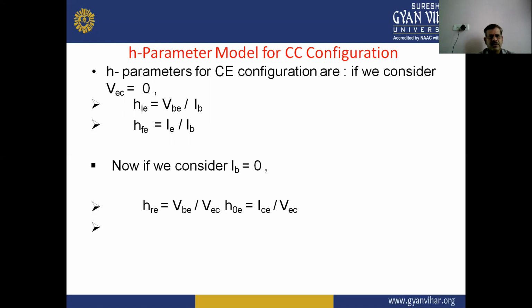Next, H parameters or hybrid parameters model for a common collector, CC, configuration. So the H parameters for CC configuration are, if we consider VEC equal to 0, where VEC is the voltage across the emitter to collector, HIE equal to VBE upon IB, and HFE equal to IE upon IB. Now, if we consider IB equal to 0, HRE equal to VBE upon VEC, and H naught E equal to IE upon VEC.